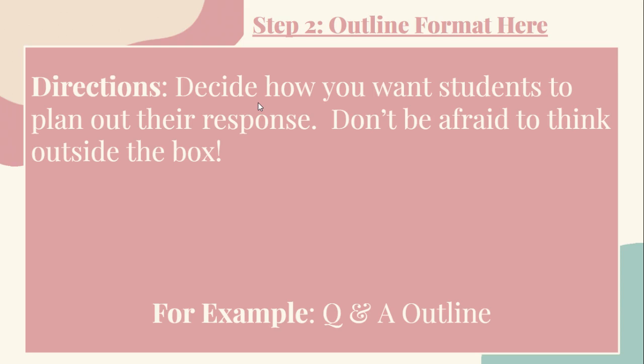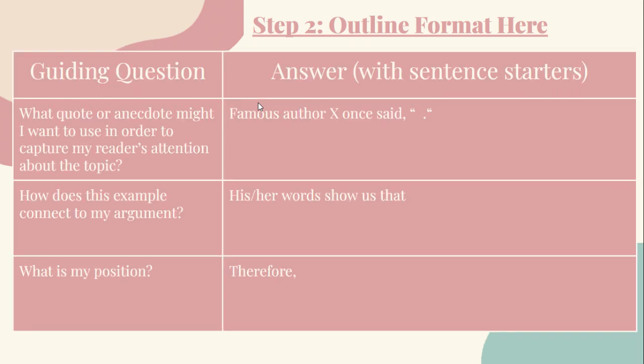And then now, step 2, outline, same thing. You want to decide what outline you're going to have them do. It could be the traditional Roman numeral 1, etc., but don't be afraid to think outside the box. For example, I like the question and answer. I love this because I give students a guiding question to help them create their outline, and all they have to do is click in the box and type the answers. And I've even provided sentence starters.